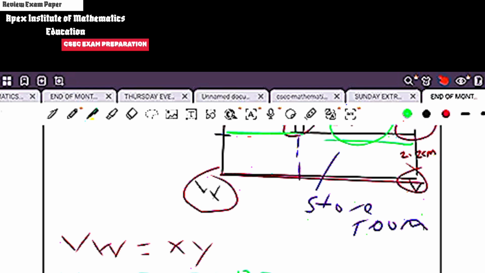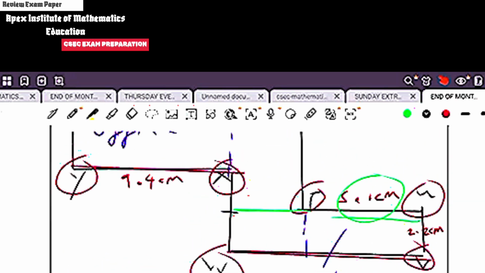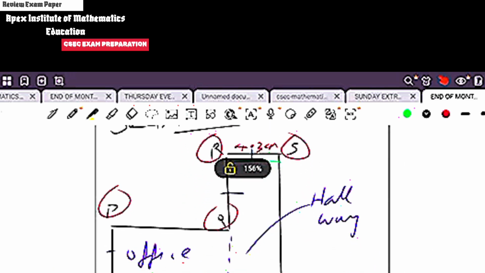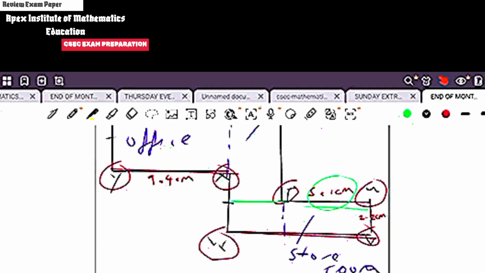Csec likes when you do this sort of comparative relationship. All right. Now UT you would see already is 5.1. And we know that UT or TU is 5.1 and RS is 4.3. So then we have 4.3 here. And if we check it out, you'll realize that that is equal to 9.4, which is exactly the same measurement as XY. All right.